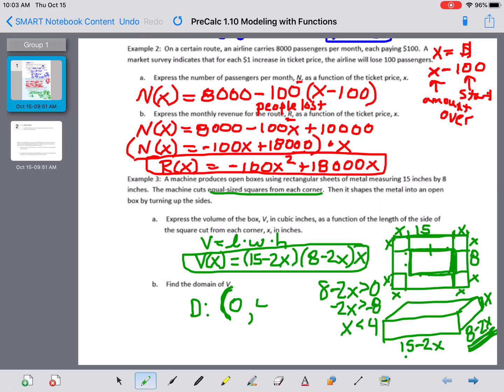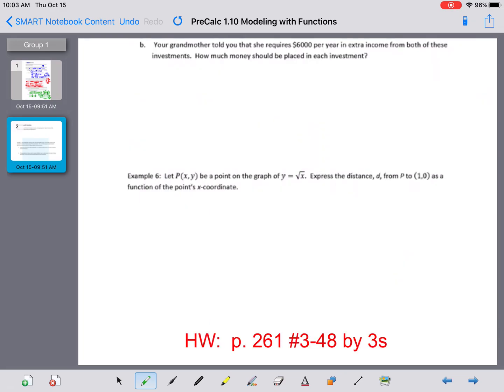So I have a domain here, and notice I need to be smaller. I can't be 4 or I'd end up with that 0 side. So my domain needs to be between 0 and 4 to make sure I still have a box. If I try to do anything beyond those two, then I wouldn't have a box. All right, second page.